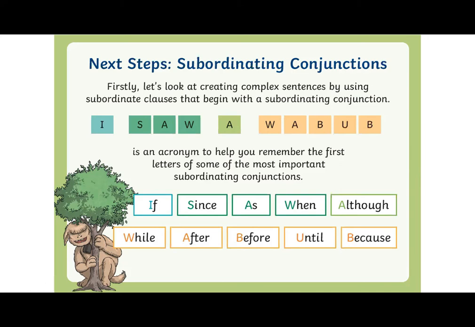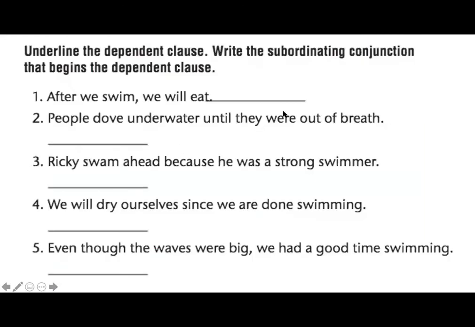So when we get back into school, we'll do a little bit more about this and we'll take down some notes about this. But because we've only got 45 minutes on our online lesson today, we're not going to do that. So if you use any of these subordinating conjunctions when you're making a complex sentence, make sure that you try to remember your acronym, I saw a wabub, to make sure you can try and use different subordinating conjunctions. Have a look and let's do some practicing.